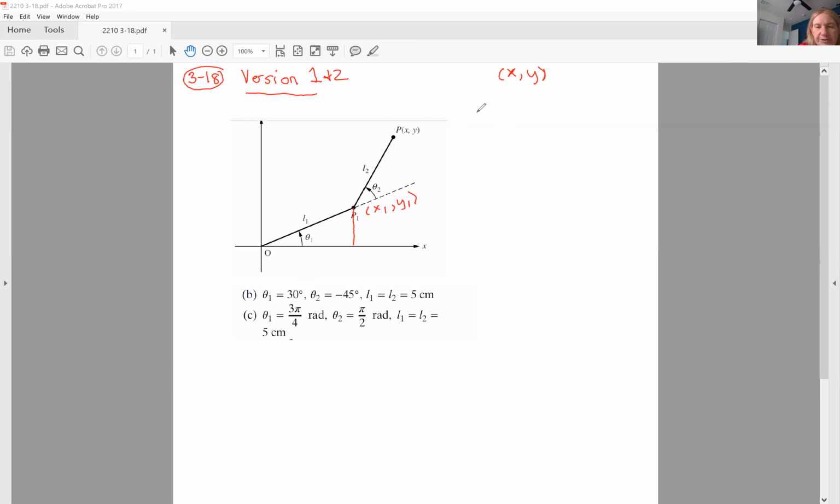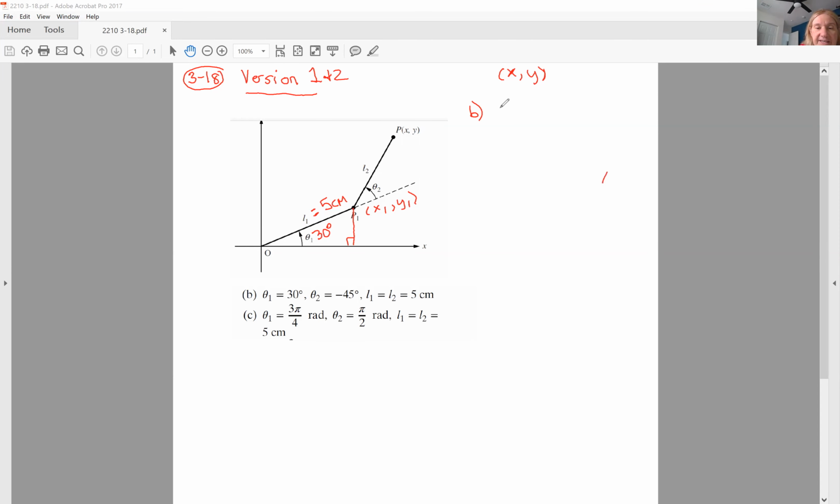So let's do B first. And we have theta 1 is 30 degrees. And what we need to do is find, and we know that L1 is 5. So this is equal to 5 centimeters. This is 30 degrees. This is a right triangle that I just made. And now we should be able to find out the x and y values. To find the x and y values, we can just take the sine and the cosine of the same thing.